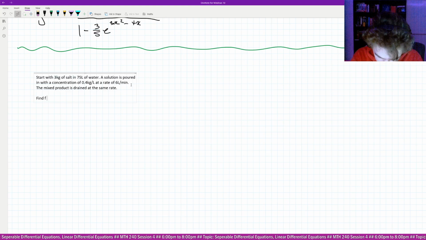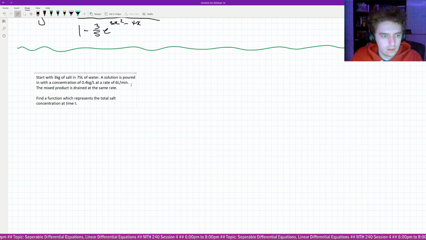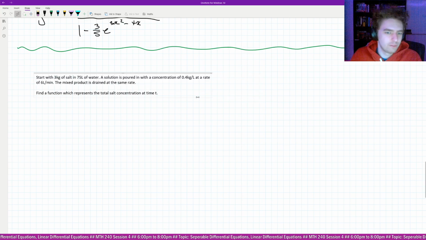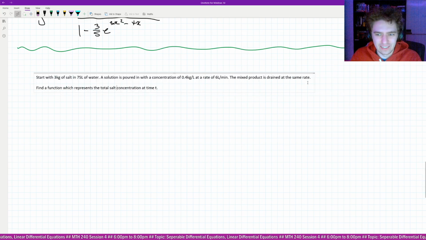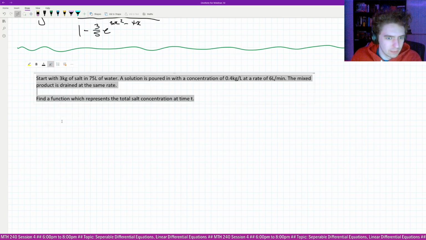Question is, find a function which represents the total salt concentration at time t. I will have to refer to the notes a lot for this question because the word questions can be tricky. Of course, I'll try without it, but let me make the words bigger.